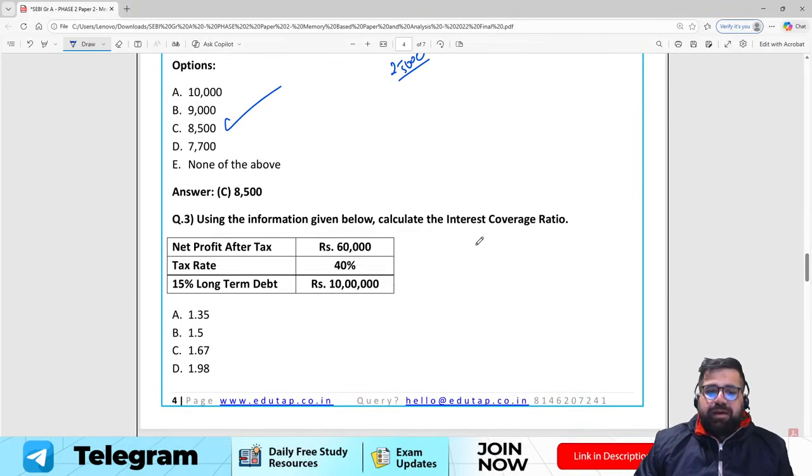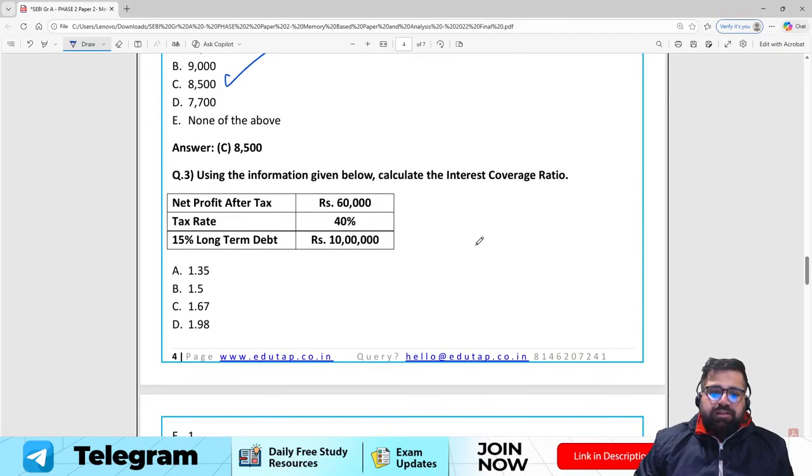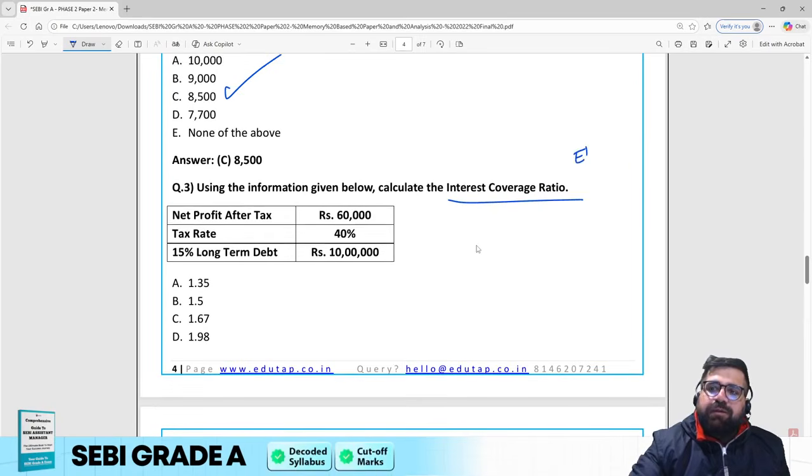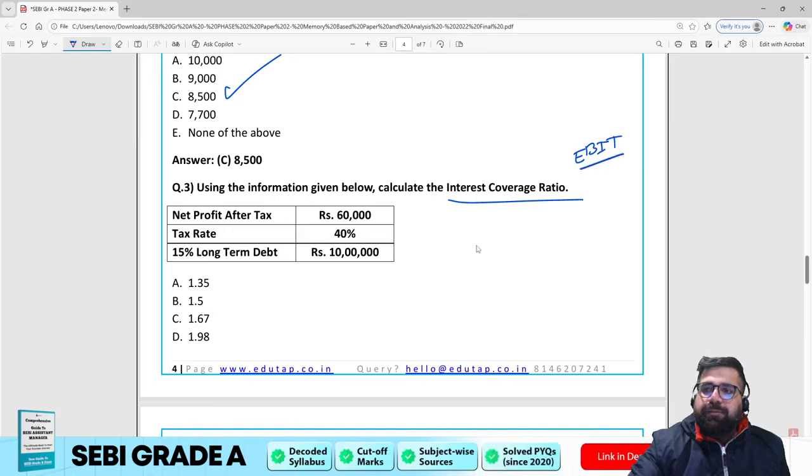Question number 3, everybody. I will hide the answer for you. Chalo. Using the following information, calculate the interest coverage ratio. Interest coverage ratio is what? EBIT divided by your interest. EBIT divided by your interest obligations, right?